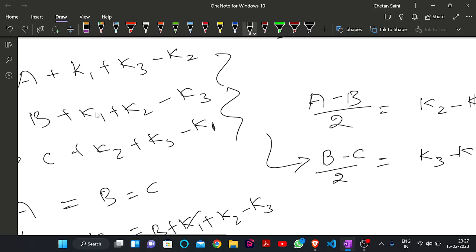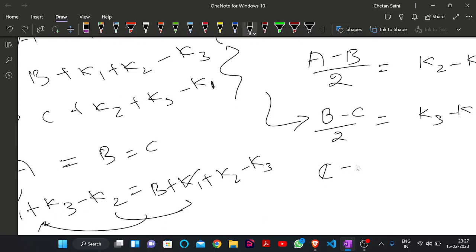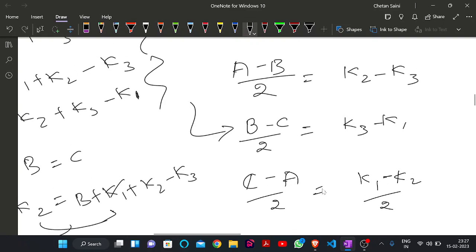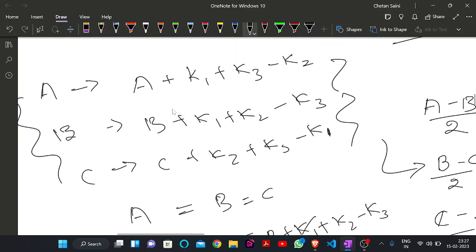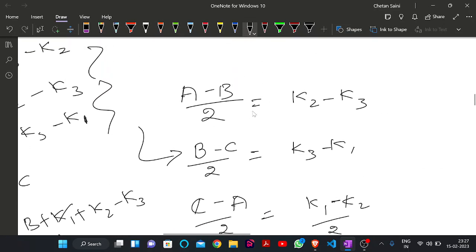Let me check, am I right? B minus C, that is K3, okay, that is correct. Then in the final, if you write (C minus A) by 2, that will be (K1 minus K2) by 2. This is (C minus A) by 2, so C minus A, (K1 minus K2) by 2, yeah, that is correct.